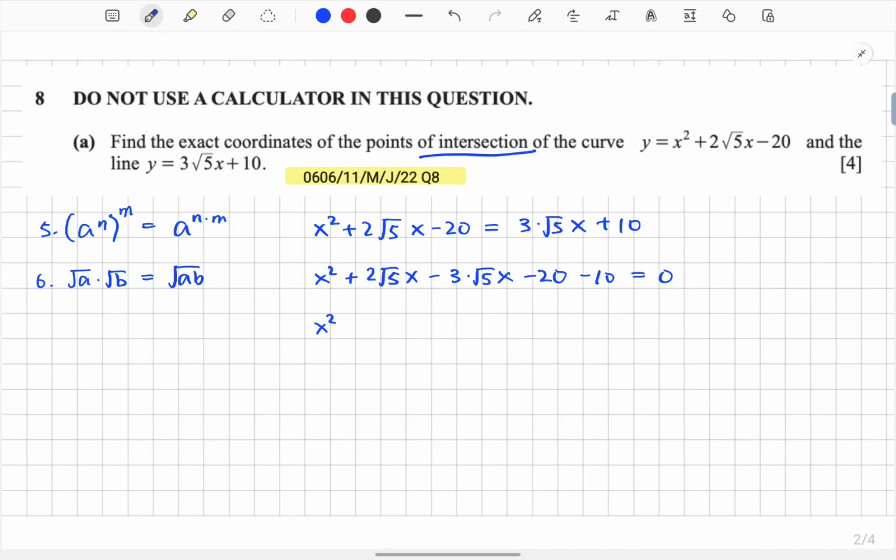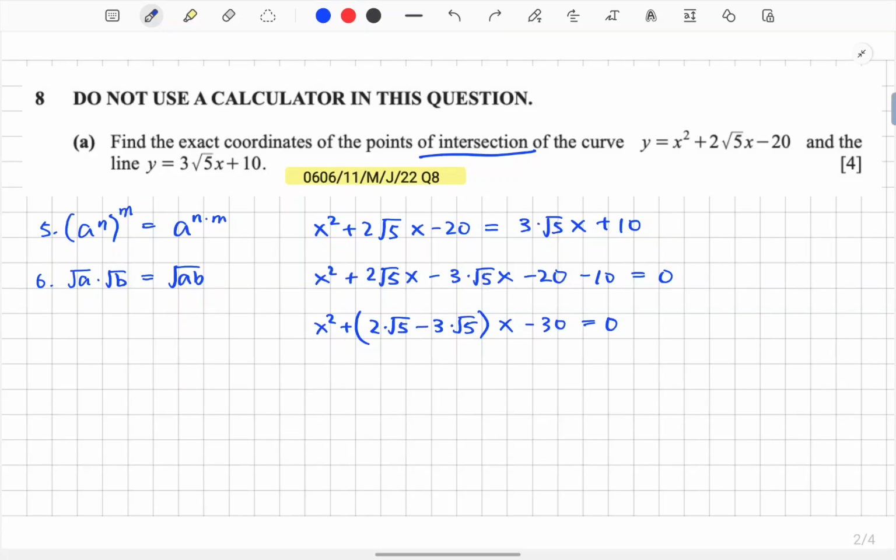And here we can think of this term as 2 times root 5 minus 3 times root 5, and this is the coefficient of x. This will make our calculation easier, and the constant term is pretty simple. Minus 20 minus 10, it will become minus 30.